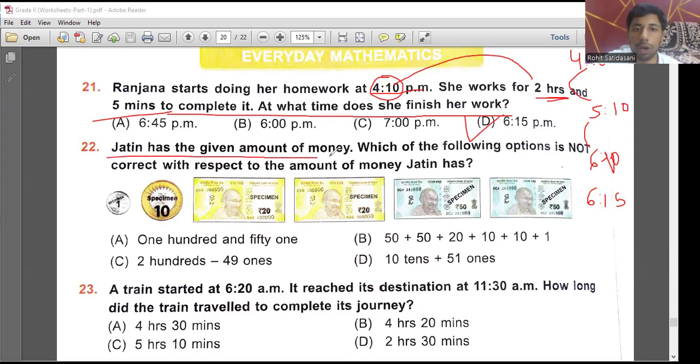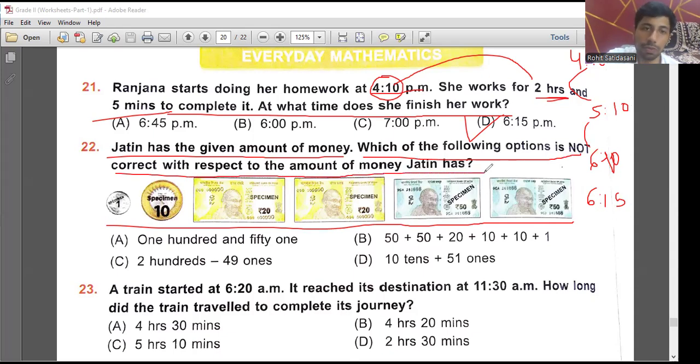Jatin has the given amount of money. Which of the following options is not correct with respect to the amount of money Jatin has? First you calculate the amount he has. Start from the bigger ones, it will be easy. 50 plus 50, 100. 120. Then another 20 rupee note, 140, 150, and 151. So he has 151. Now we have to find in which option the total is not 151.